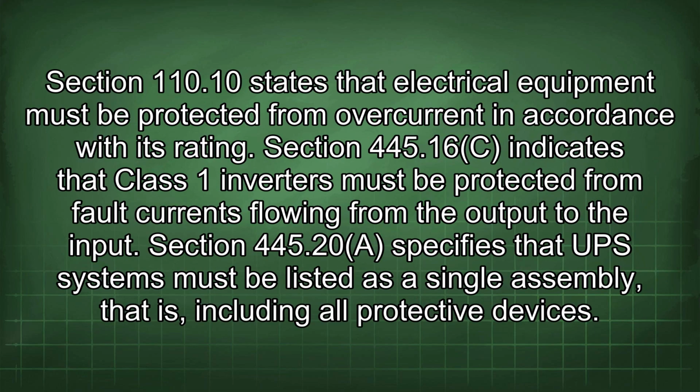Section 110.10 states that electrical equipment must be protected from overcurrent in accordance with its rating. Section 445.16(C) indicates that Class 1 inverters must be protected from fault currents flowing from the output to the input. Section 445.20 specifies that UPS systems must be listed as a single assembly, that is, including all protective devices.